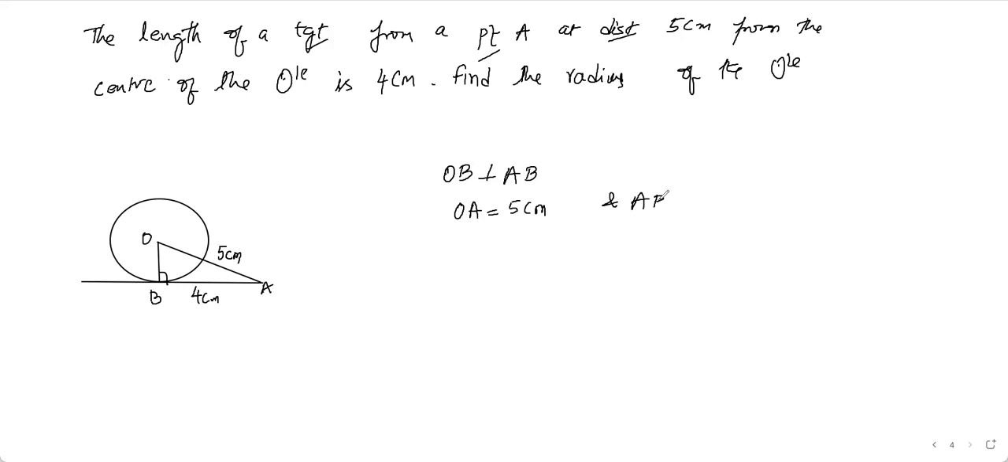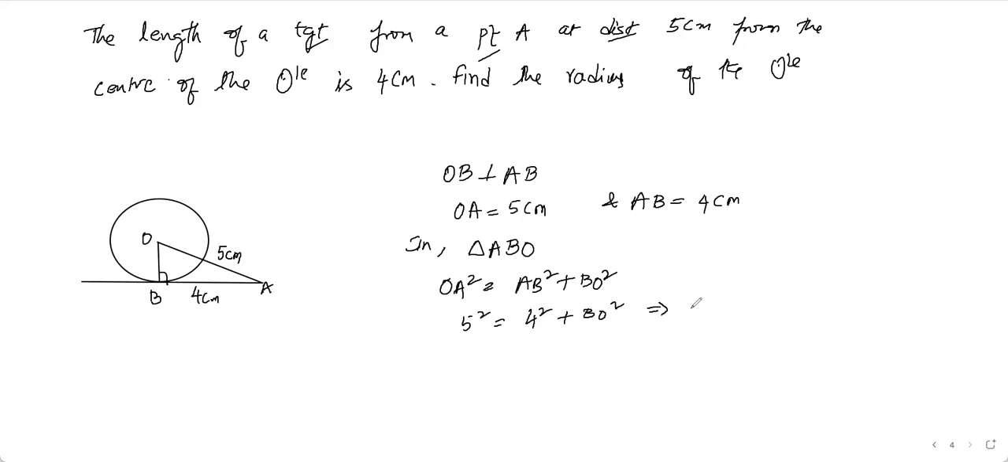And we know that OA is 5 centimeter, and AB is 4 centimeter, right? Now in the triangle ABO, OA square is equal to AB square plus BO square, using Pythagoras theorem. So this is 5 square is equal to 4 square plus BO square, or we get BO as 3. So the radius of the given circle, BO, is 3 centimeters.